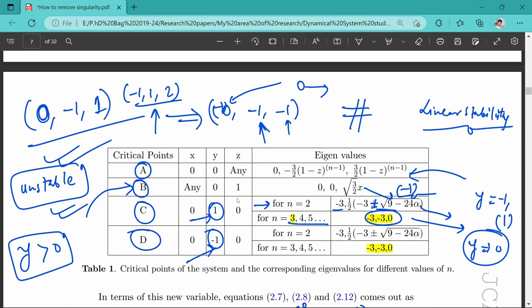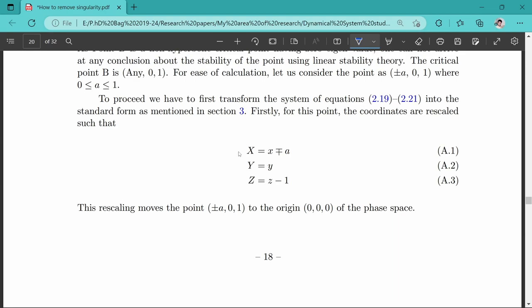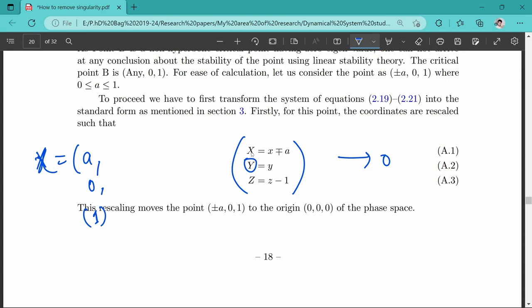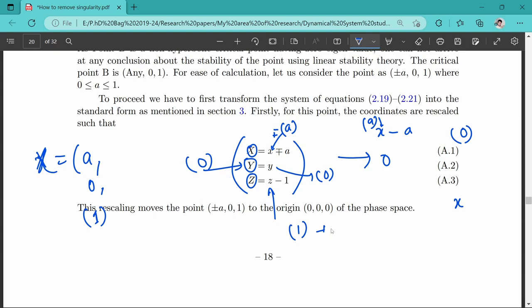So what happens in the first step is that you have to shift the coordinates to the origin by using some transformation. Suppose x is any value, let us say x is a, y is 0, and z is already given as 1. In order to move it to the origin, you define capital X, capital Y, and capital Z: X equals x minus a, so if x is a, it becomes 0. Similarly, y is 0, therefore Y will always be 0. And if z is 1, then 1 minus 1 is 0. So this transformation moves the critical point to the origin.